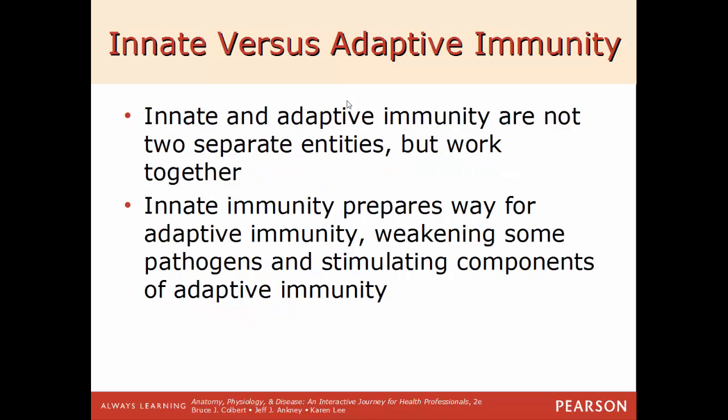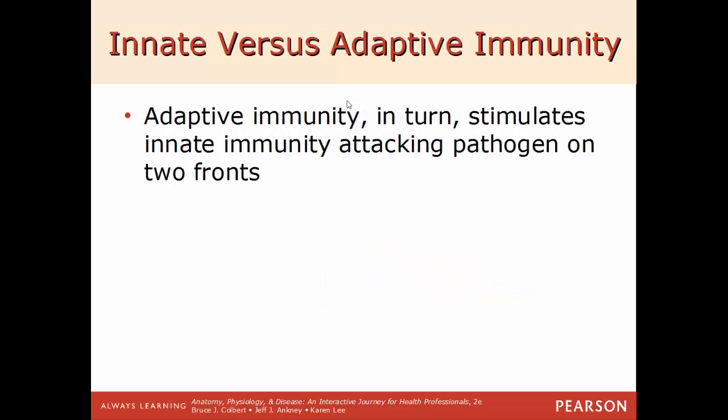So even though these are different systems, the innate and adaptive systems are not two separate entities. They work hand in hand together. The innate immunity will prepare the way for the adaptive immunity, weakening some pathogens and stimulating components for your adaptive immunity. So even though they work separately with different functions, they still work together. And the adaptive immunity, in turn, will stimulate innate immunity, attacking pathogens on two fronts.